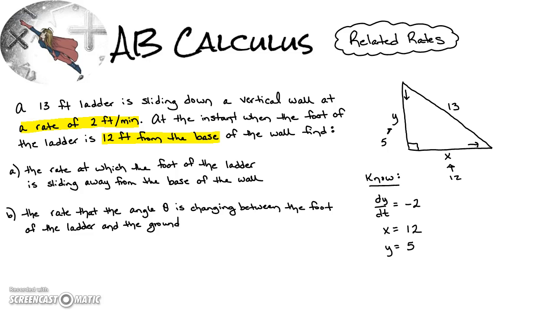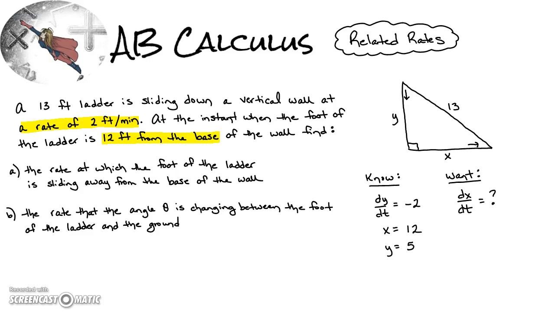Now I'm just going to erase these two things here because they're in our list. We don't need those written on the picture. And that's all that they've given us. Now they're asking for the rate at which the foot of the ladder is sliding away from the base of the wall. So that's what we want. And so it's okay that we don't know this value yet, but that's asking for dx/dt, the rate that the foot of the ladder is moving away from the wall. So that's like our question mark.